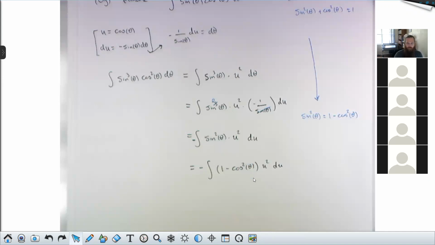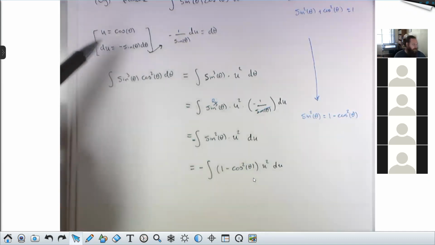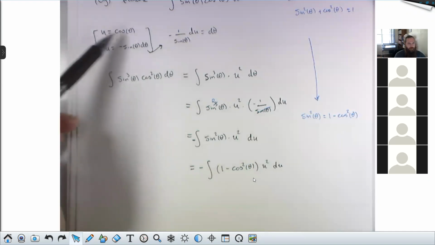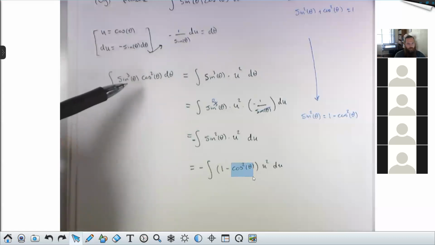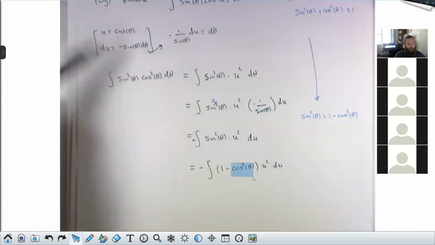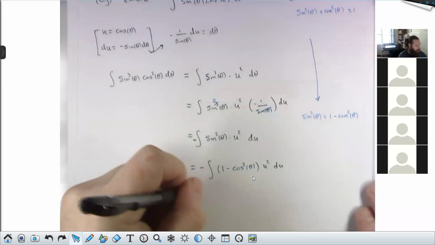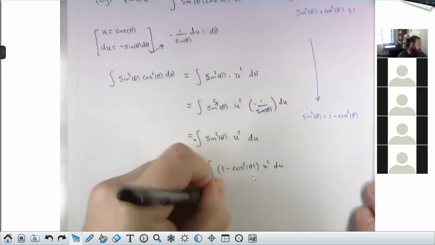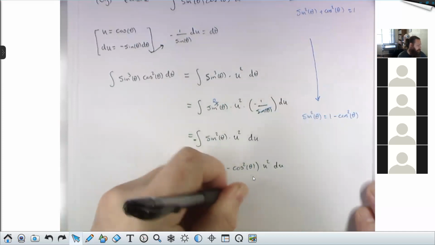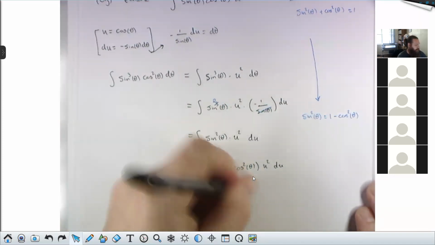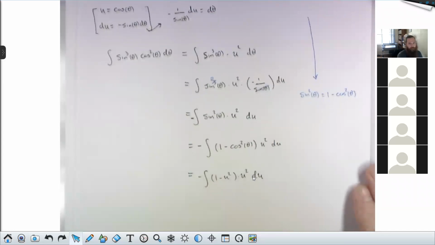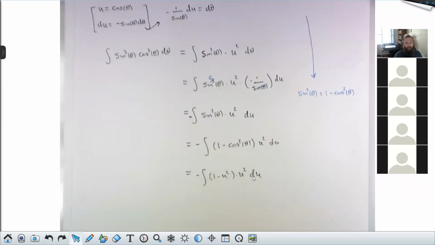Because u squared would be cosine squared theta. Excellent. Yeah, if u is cos theta, then u squared is cos squared theta. This is cos squared theta, so it's the same thing as u squared. So this becomes negative integral, parentheses, 1 minus u squared times u squared du. And now you have a polynomial, right? Now the substitution is done.